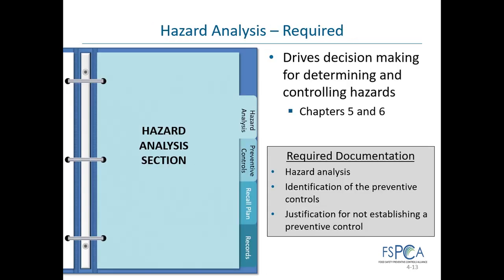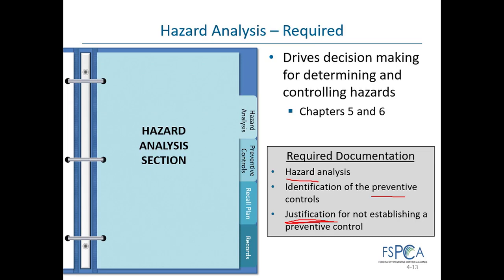The hazard analysis section is the first required section of the food safety plan. So everyone will have a hazard analysis. And this is probably the most important part of the food safety plan. This is the section where we are going to make our list of known or reasonably foreseeable hazards. We're going to decide whether we need preventive controls and do some initial identification of them. And we'll do a whole bunch of justification. Justification is absolutely essential when it comes to this regulation.